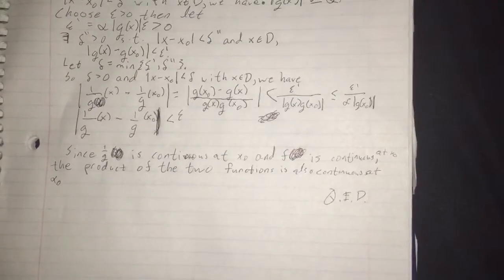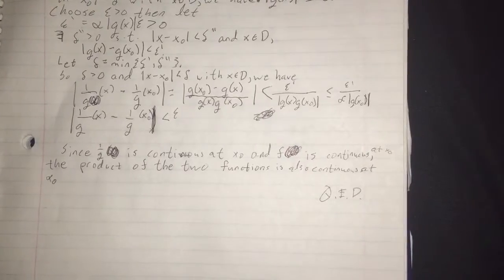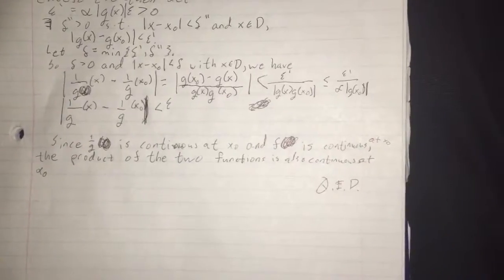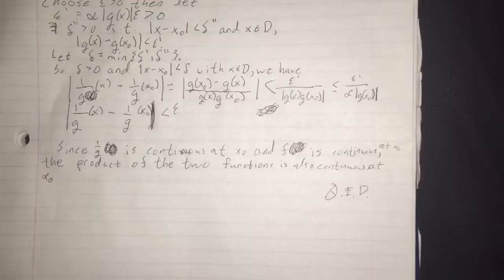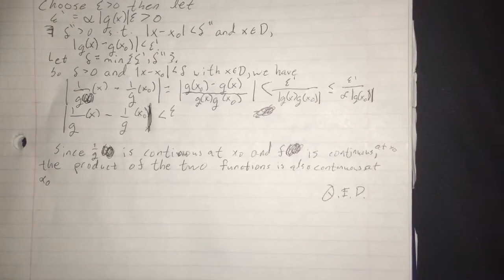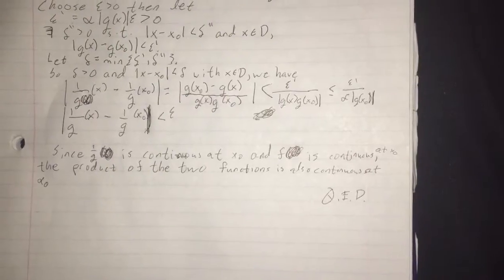Absolute value of 1 over g of x minus 1 over g of x0 less than epsilon. So that shows that the function 1 over g is continuous at x0. Oh hey, but now that we know that f is continuous at x0 as well, we can reduce this to being the product of two continuous functions at x0, which, based on previous proofs, is a continuous function. QED.